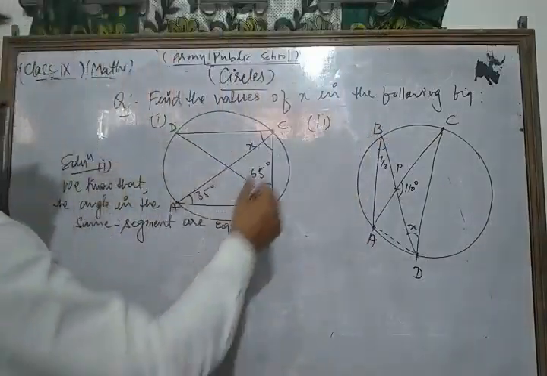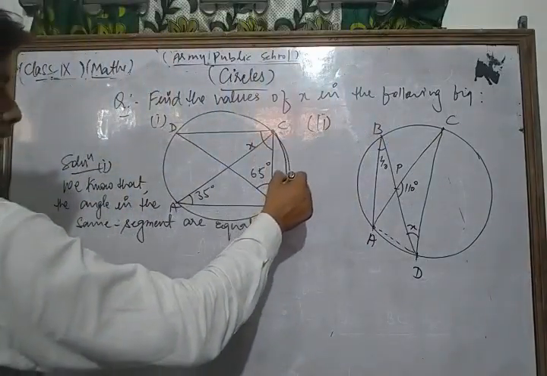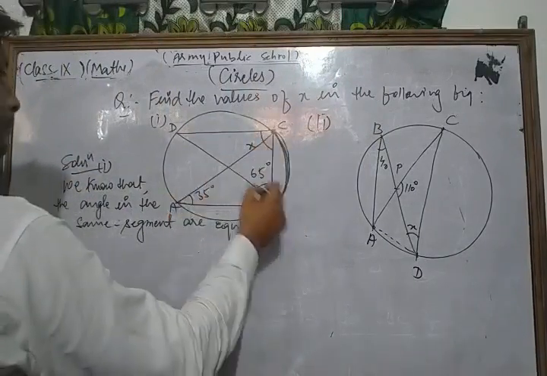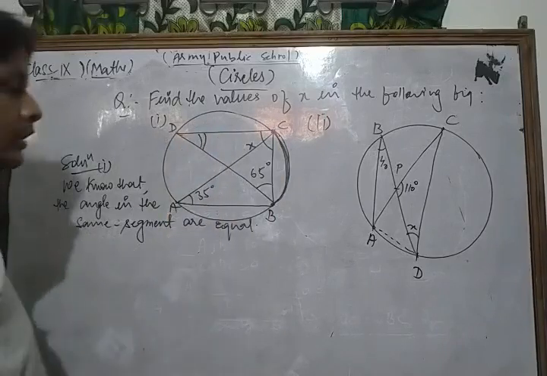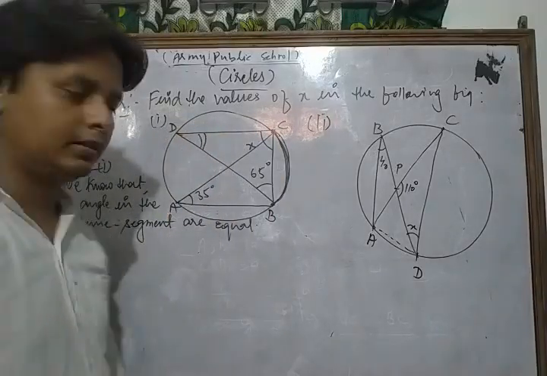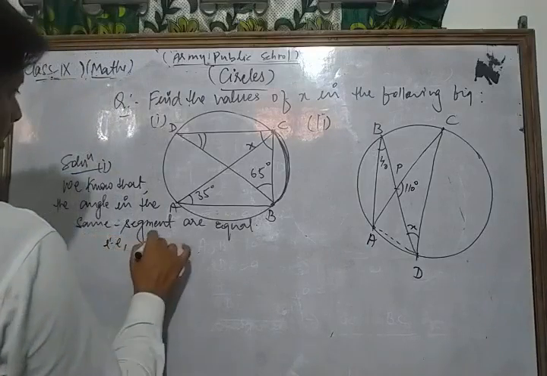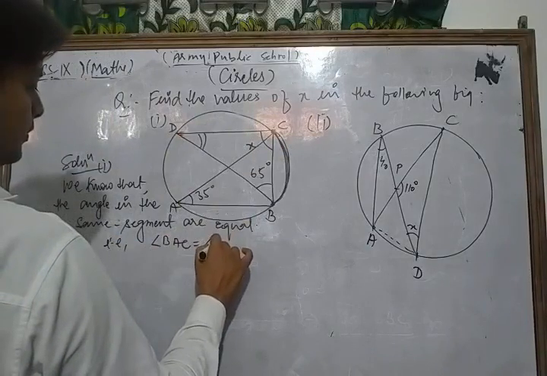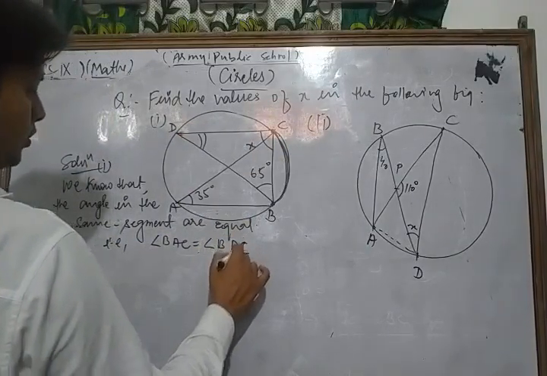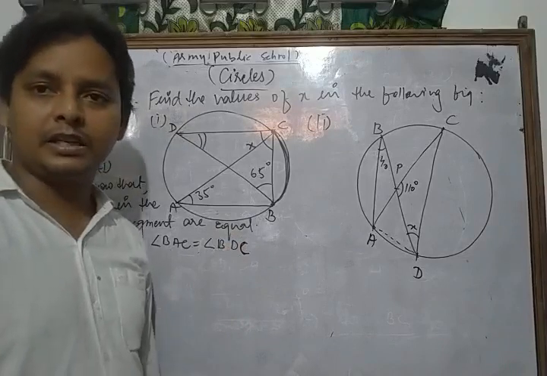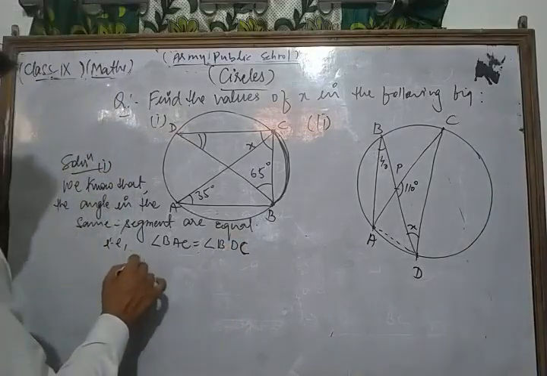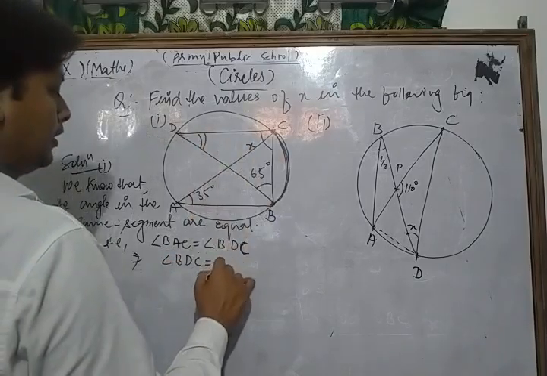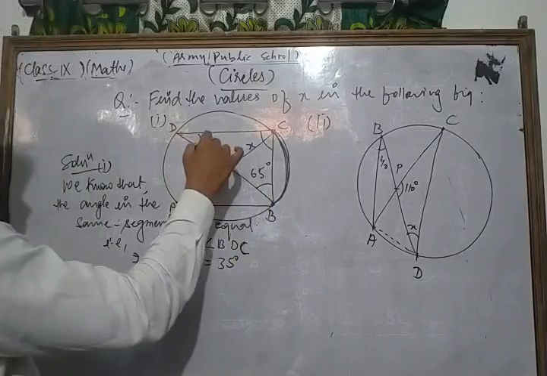Now look here, if we consider arc BC, then according to that concept, angle BAC and angle BDC are angles formed on the same segment, so angle BAC is the same as angle BDC, because angles in the same segment are equal to each other. So angle BDC is 35 degrees. This is also 35 degrees.